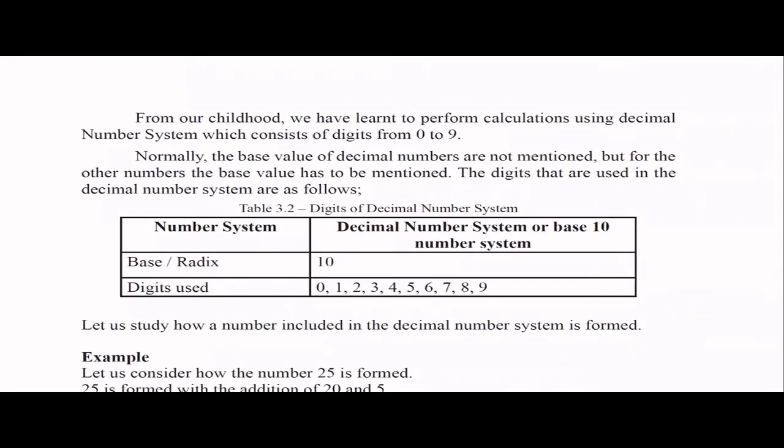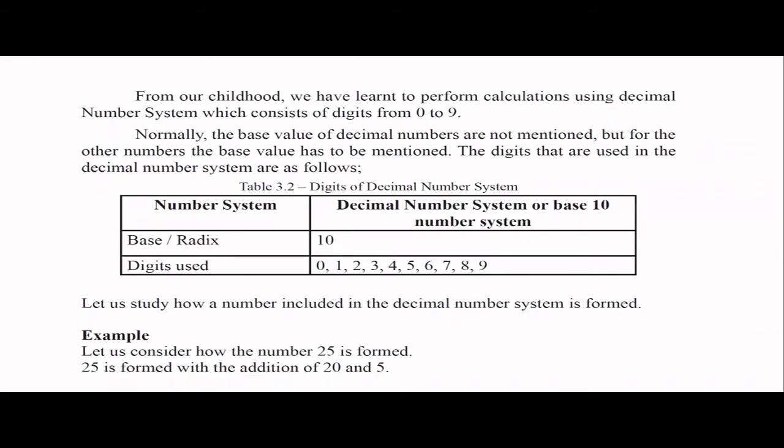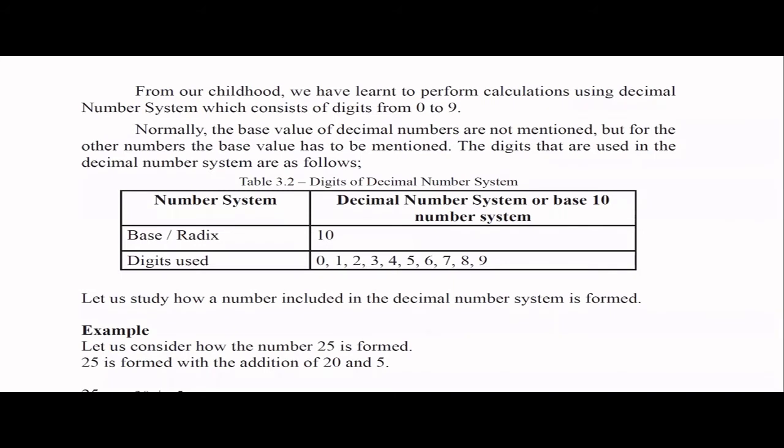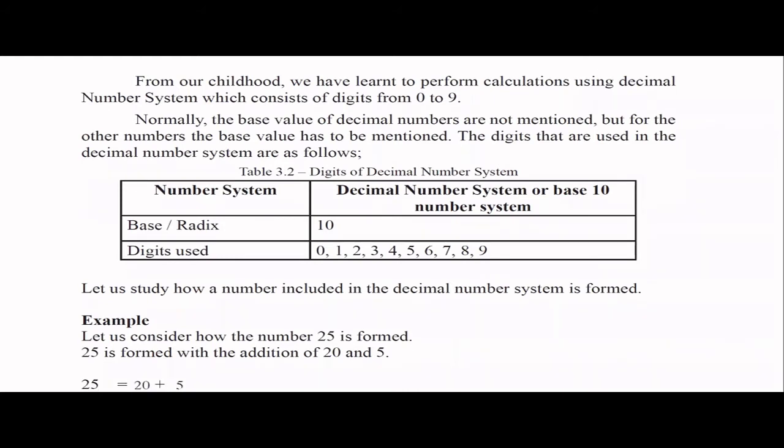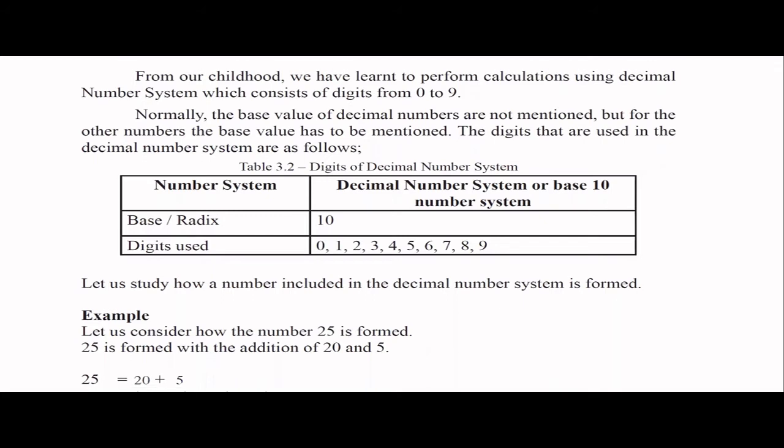Okay, so from our childhood, we actually used the decimal number system, right? We didn't know there are so many other number systems, because we learn the digits from 0 to 9. All the calculations we have done so far used the decimal number system. Normally when we use decimal numbers, we don't write the base under the number. That's why we have never seen 150 with a 10 written below it. That is a practice, but you can write it. It's not wrong, but as a practice, we don't mention the base value for decimal numbers.